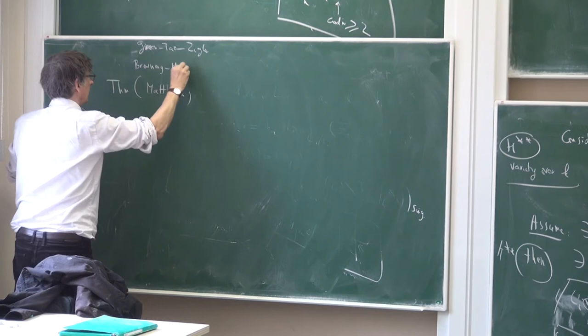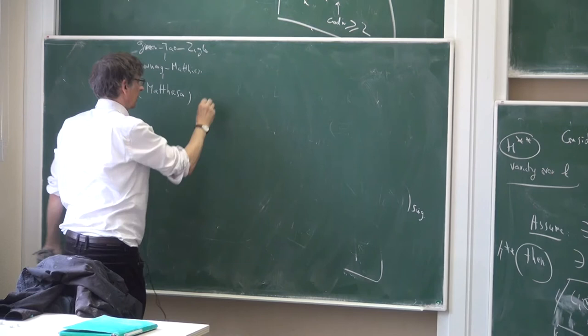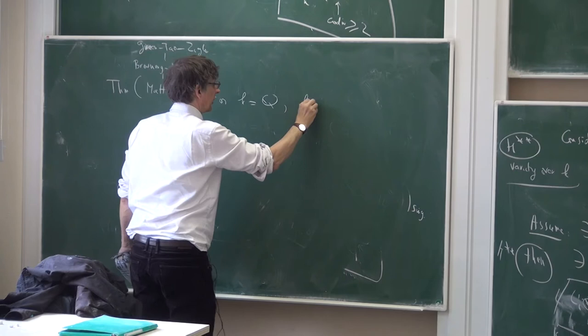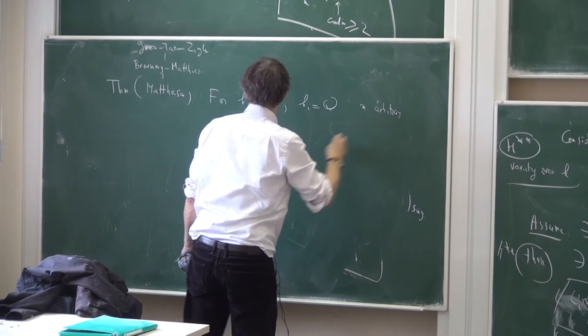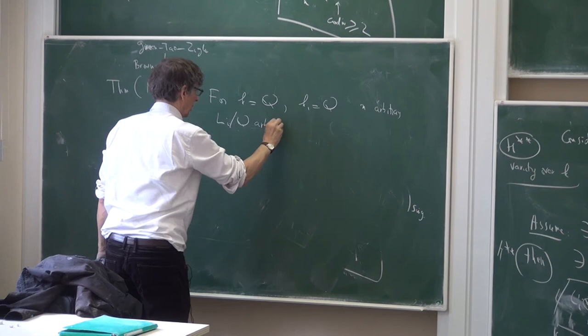So she proves that for k equals Q, each k_i is equal to Q, n is arbitrary, the l_i of a Q are arbitrary, H star star holds.